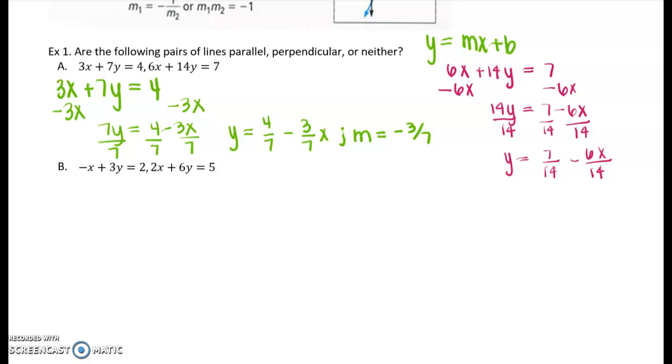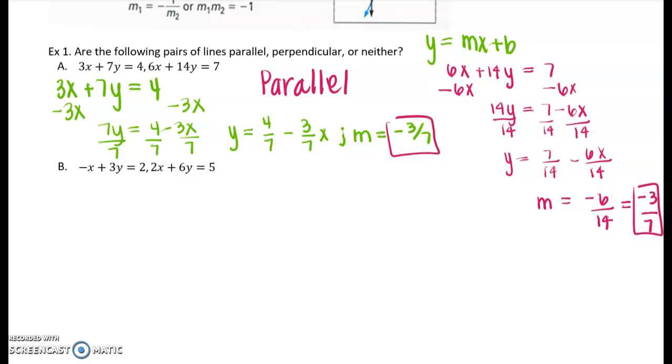Okay, and your slope is now going to be -6 over 14, which you could actually divide both of these by 2, and you get -3 over 7. So here's one of my slopes, here's my other slope. Since they are the same, these are parallel. All right, let's move on to the next one.